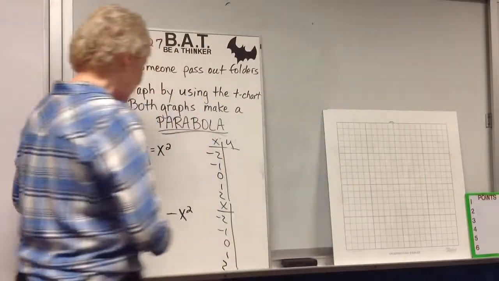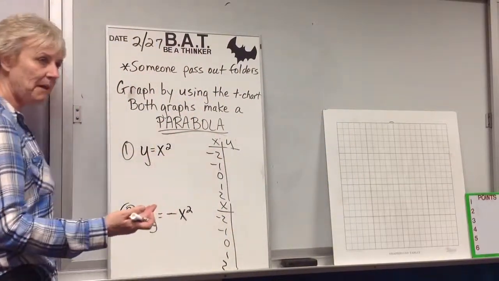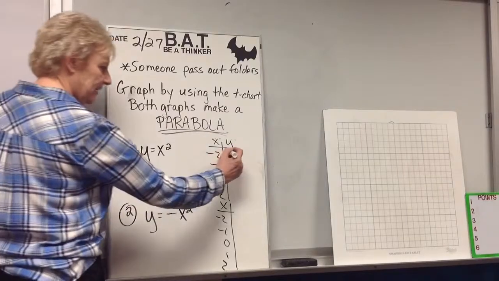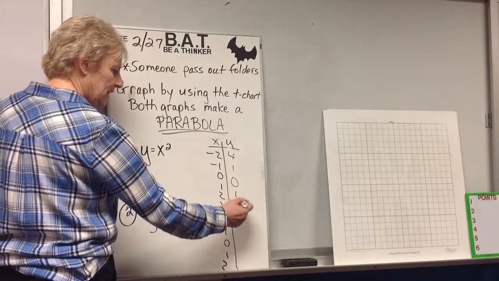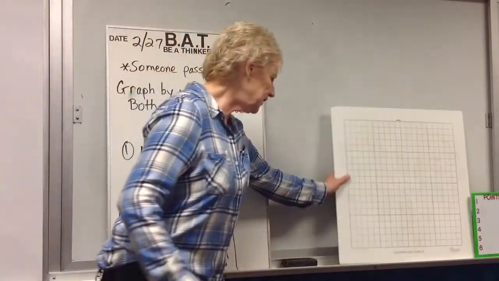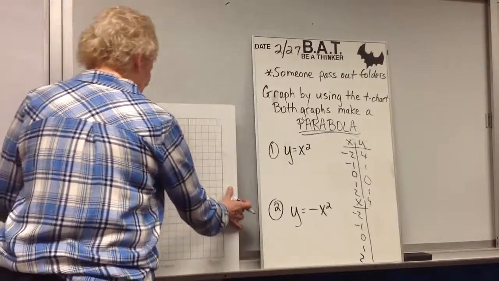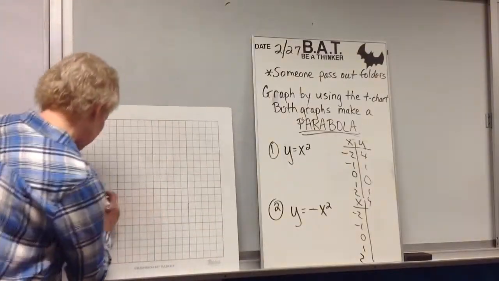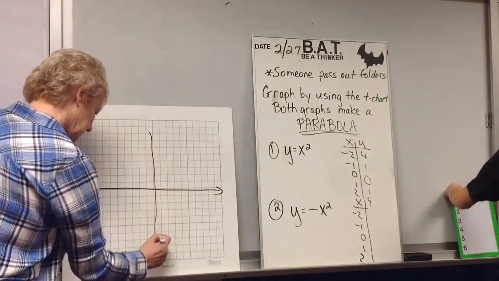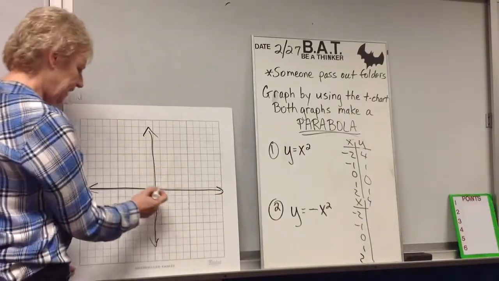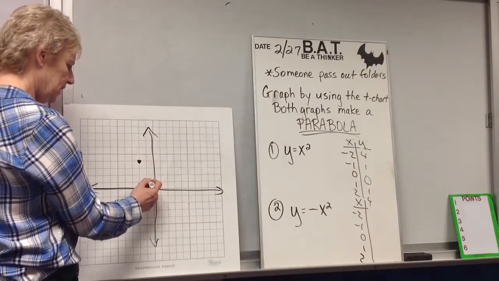Y equals x squared. That means x times x, so you're always going to get a positive answer. That's 4, that's 1, that's 0, that's 1, that's 4. When you are graphing, even those of you whose graphs looked okay, here's what I don't want to see. Let me just make a coordinate plane first. -2, 4, -1, 1.